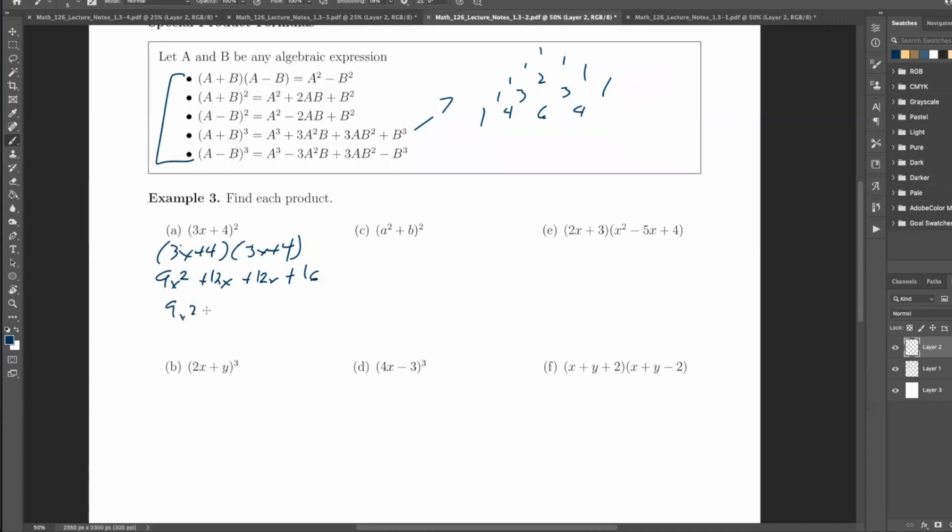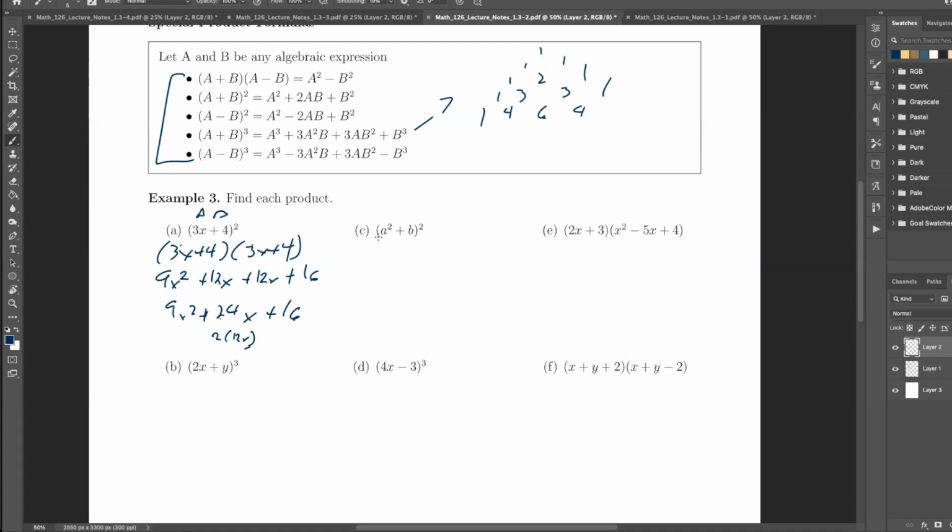When I simplify this, 9x squared plus 24x plus 16. And notice that 24x is also 2 times 12x, or 2 times a times b. So here this would be our a, this is our b. So I have a squared, so 3x squared, plus 2 times ab, which would be 24x in this case, plus 16. All right.